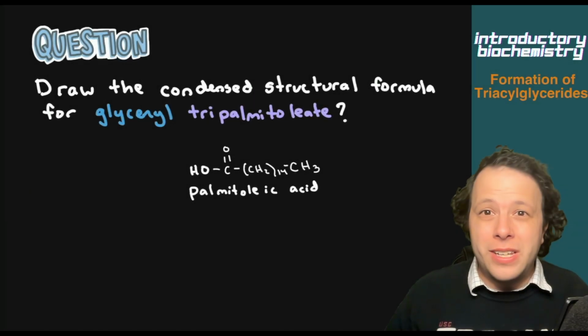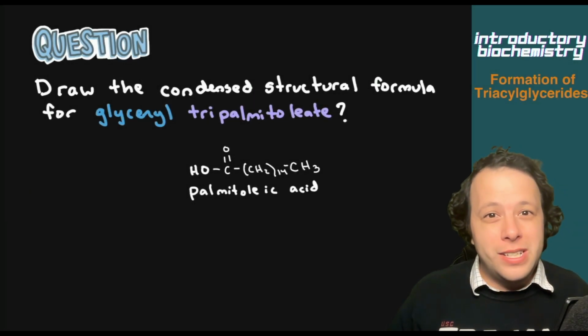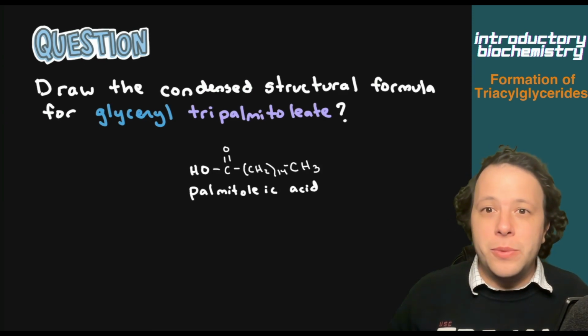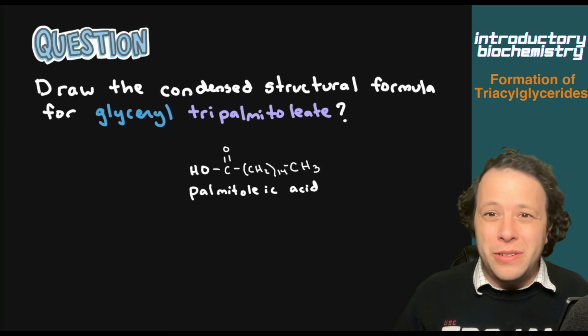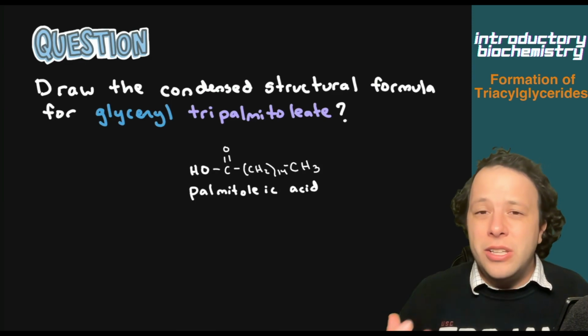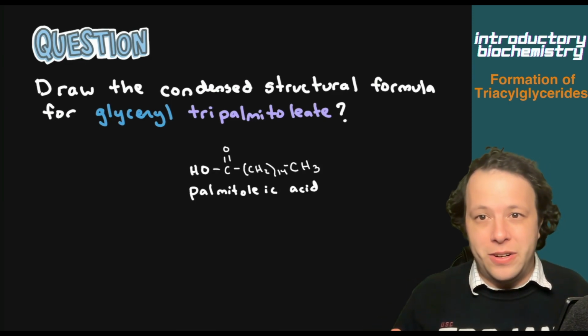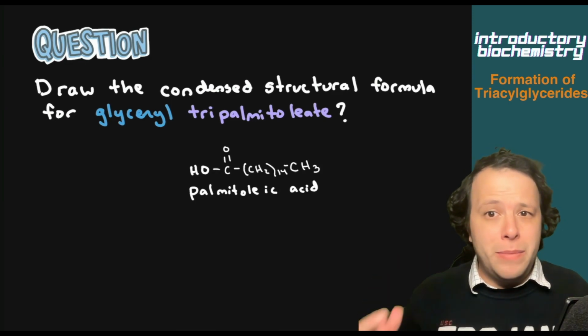You want to draw the condensed structural formula for glycerol tripalmitoleate. Now, how would you do that? Well, generally, you have a reference sheet available to you with a lot of these. You have to look up what the components are for it. Maybe in your class, you have to memorize the different lipids, but hopefully not.